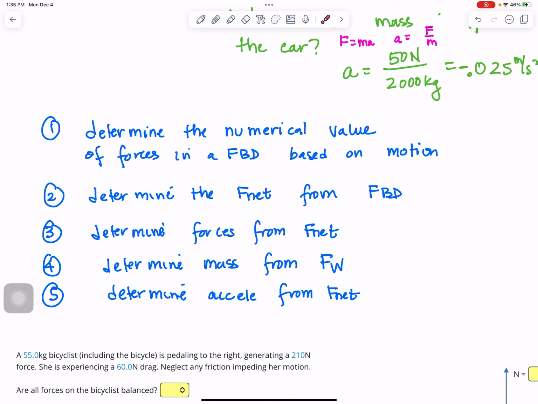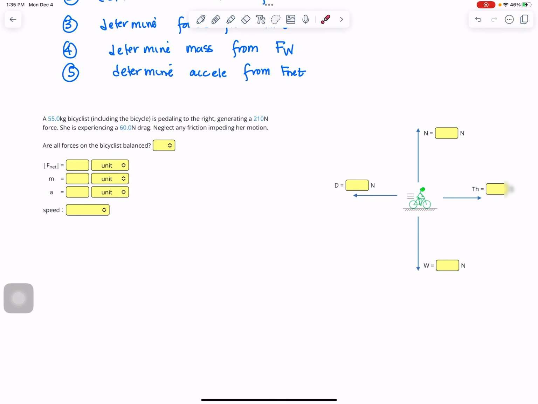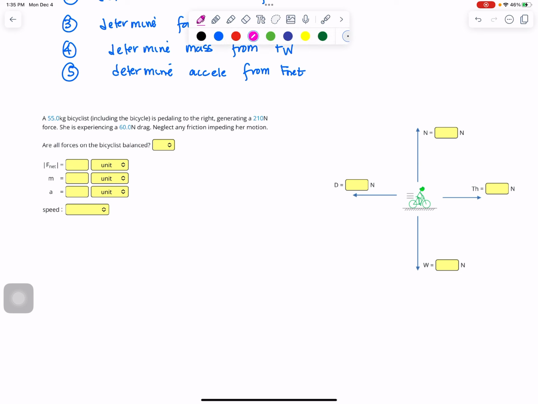So you might look at that list and think, oh my gosh, I can't do any of that stuff, but I want to show you that you can. So this is a problem from Positive Physics. We will work through it. We've got a 55 kilogram bicyclist. She's generating a 210 newton force, and she has a 60 newton drag.